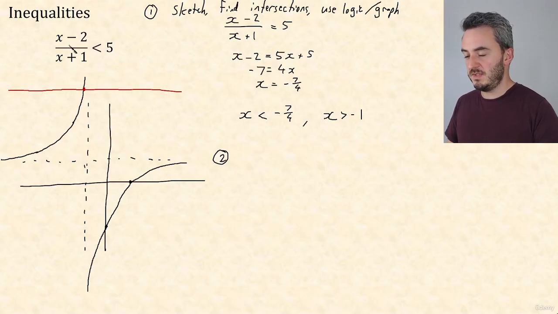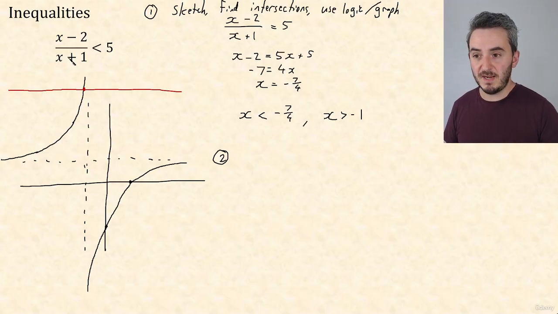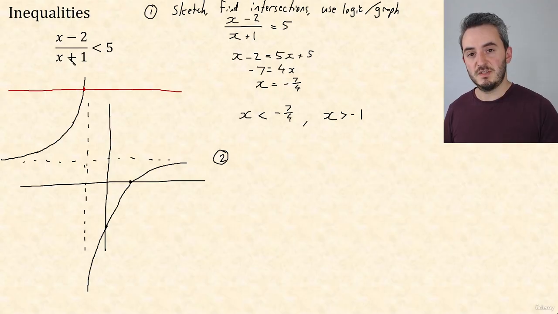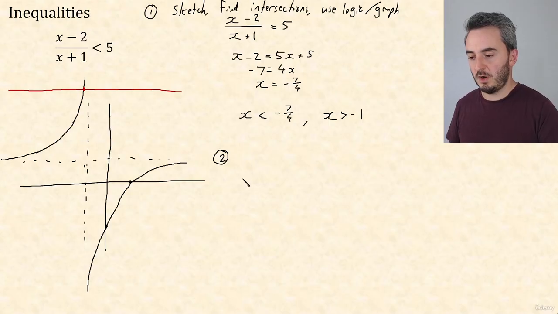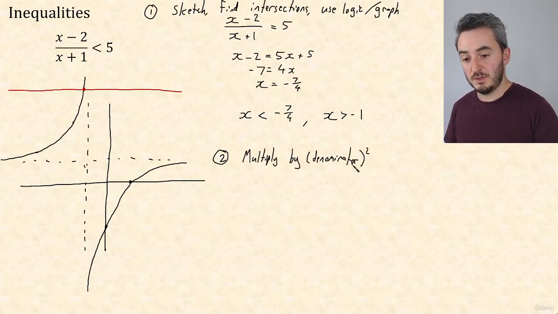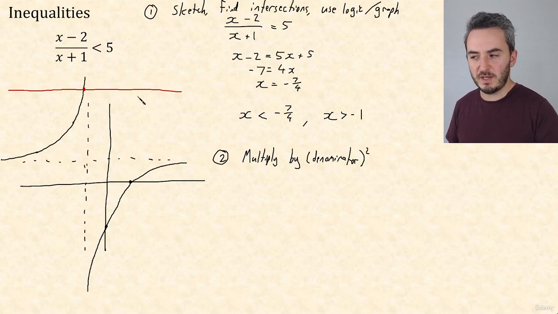So we're tempted to multiply through by x plus 1, except we can't because x plus 1 might be negative. So what could we multiply through by which would be useful but that's always positive? Well, the answer is x plus 1 squared. So option 2 is to multiply by the denominator squared. So what would that look like here?